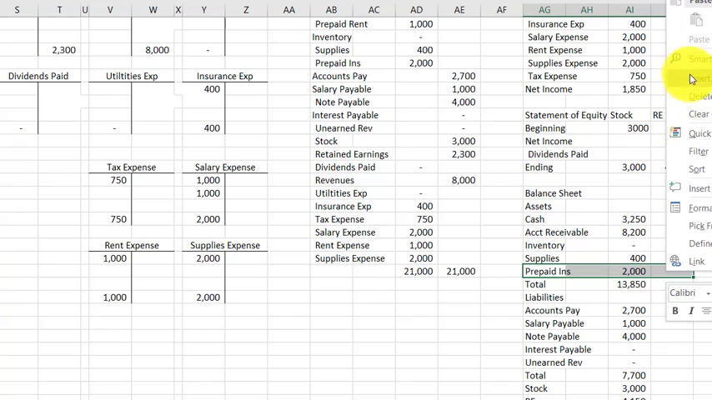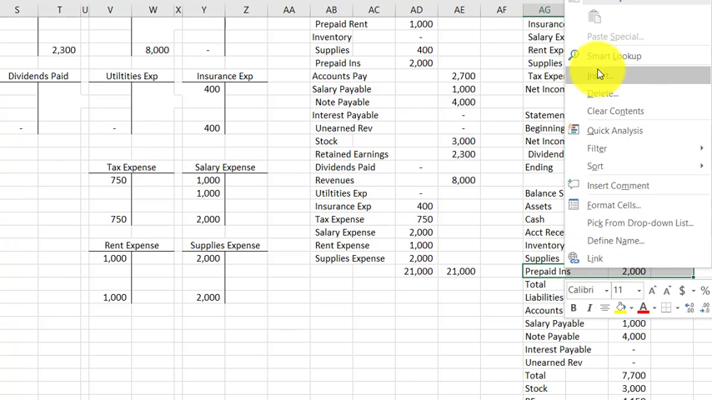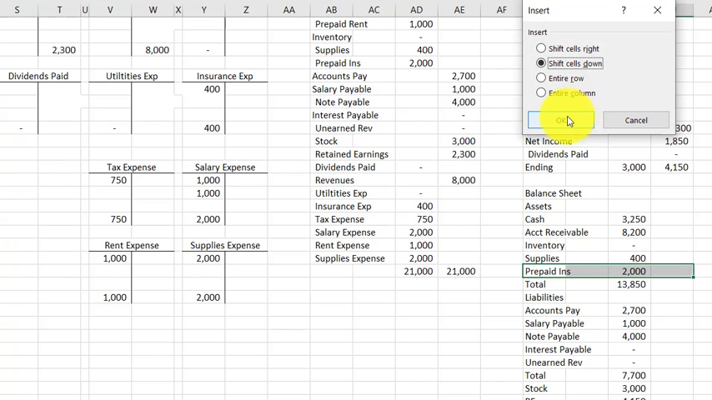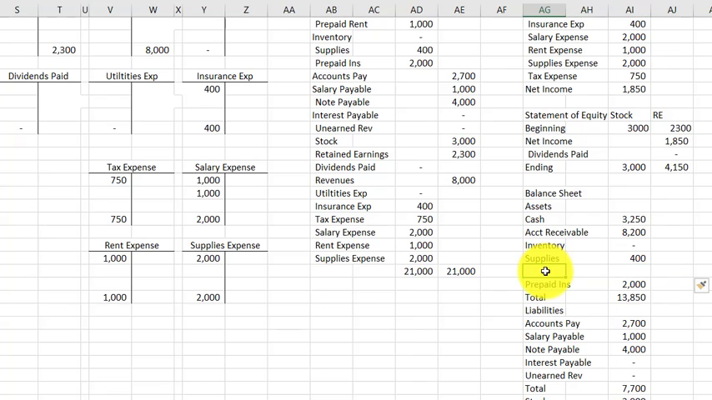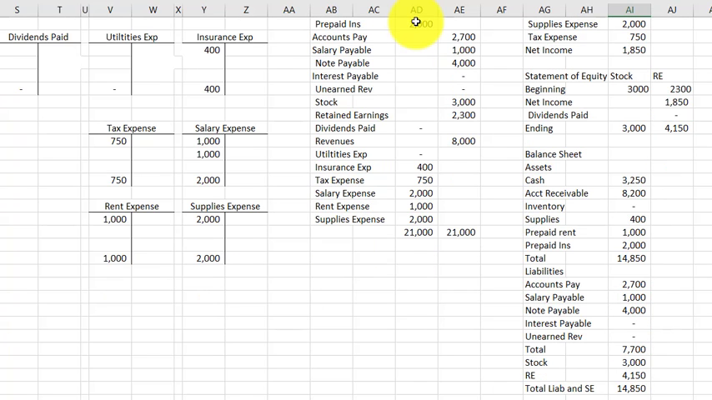So I'm just going to insert a row and put my prepaid rent, and I like to use the formula, not just type the number in for 1,000. And now my formulas all add up and I have my balance sheet equal.